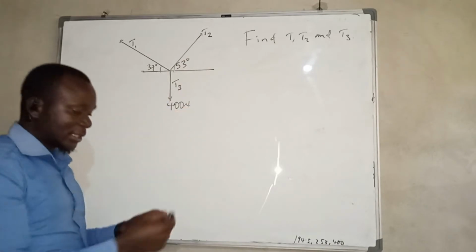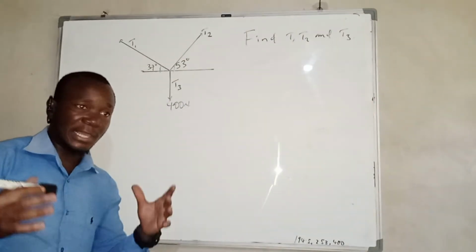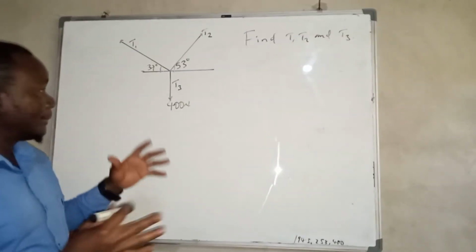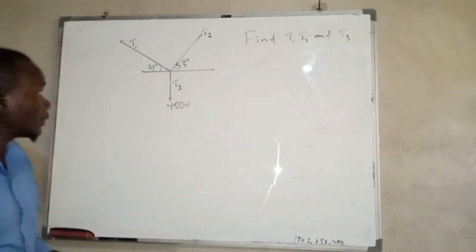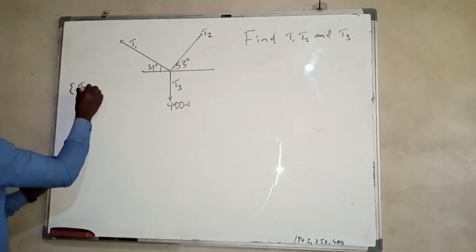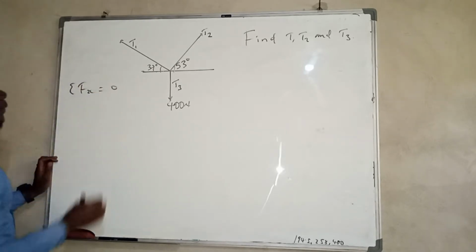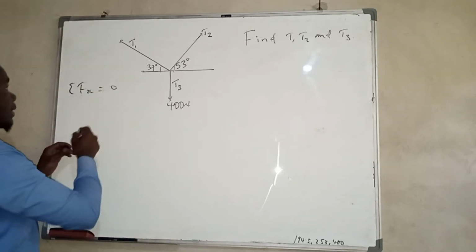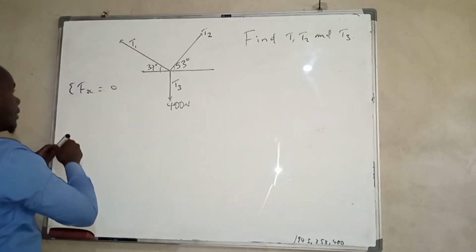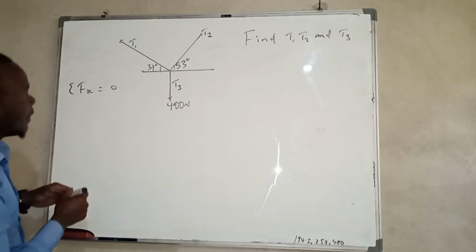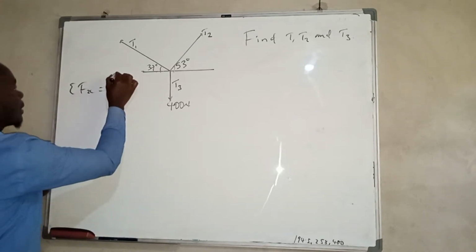We know that the summation of forces in the x must be equal to 0, and also the summation of forces in y must also be equal to 0. So the summation of forces in x must be equal to 0. Let us resolve the tensions in terms of their x and y components.